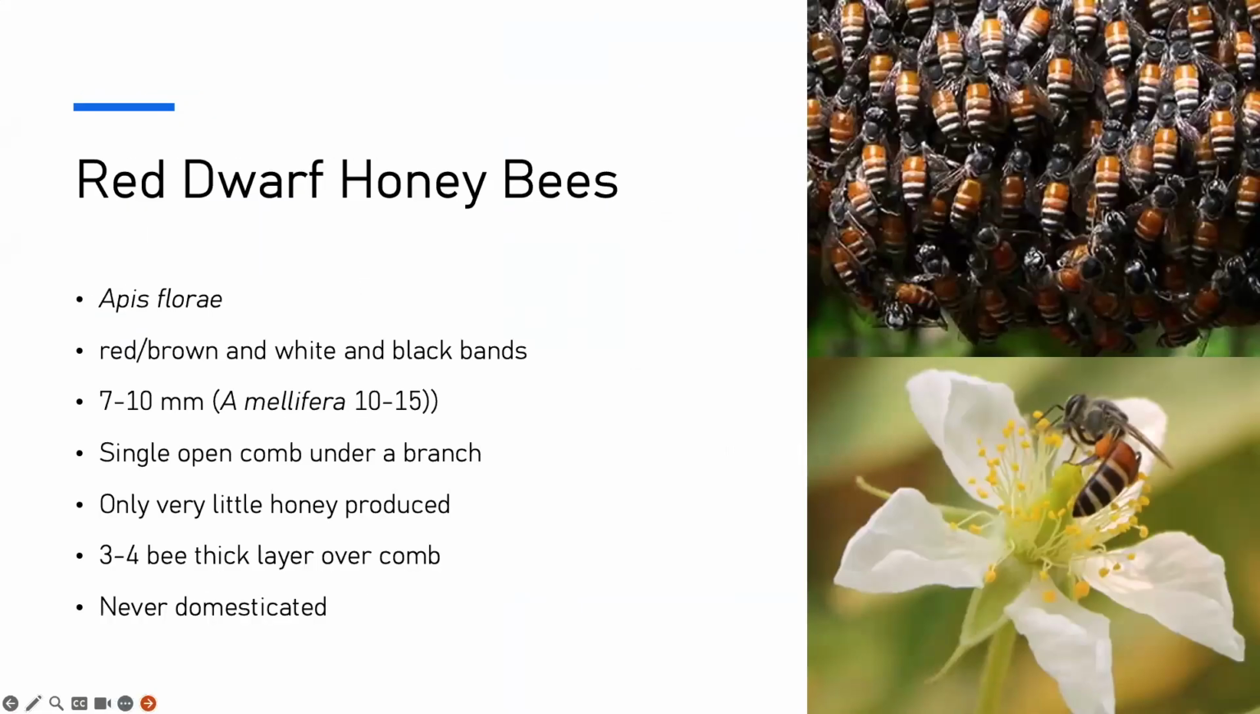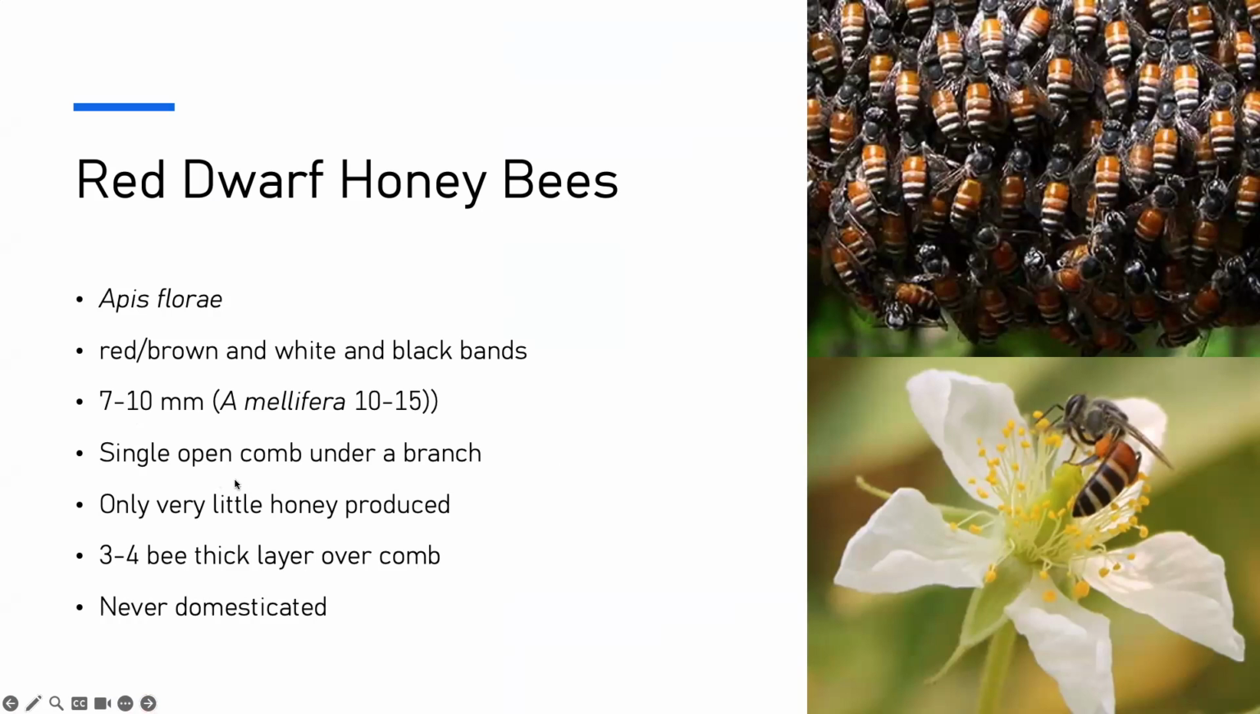Now let's talk a little bit about the red dwarf honeybees. It's Apis florea. It's a very small bee. It's typically a lot smaller than Apis mellifera. That's why it's called dwarf, and it's red-brown in color. You can see a very nice picture here of this wonderful bee.